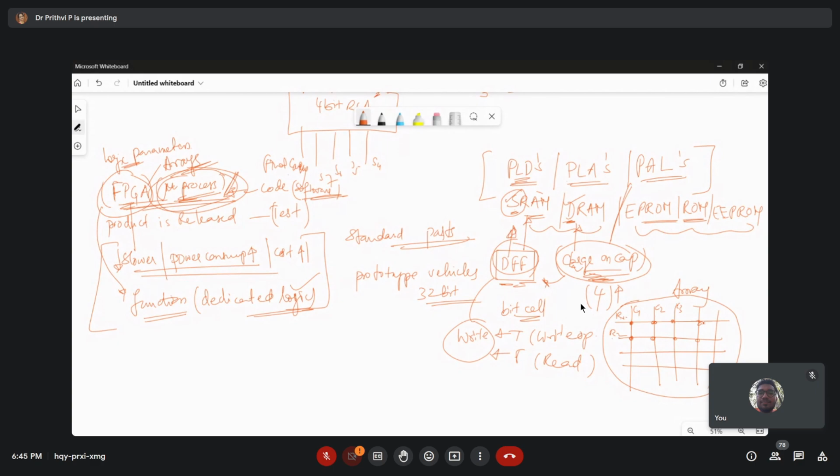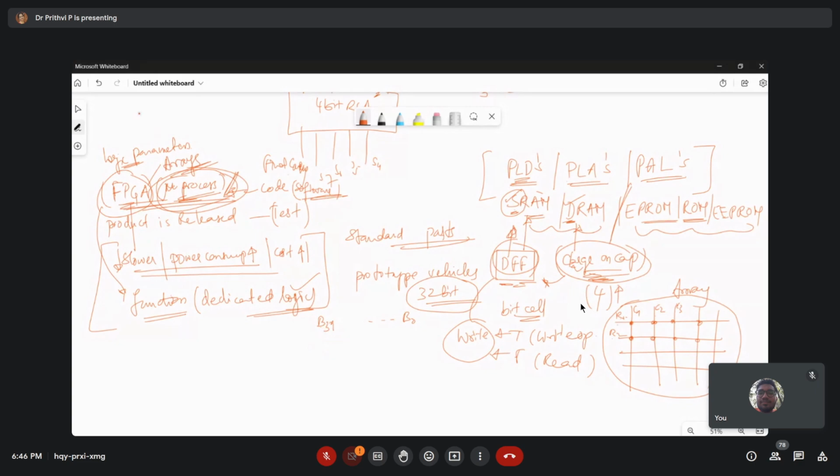Now, in order to reach a specific location, I need to have the row and column address. So for this 32-bit memory address, we allocate a few bits for addressing the row and a few bits for addressing the column. Say I have B0 to B31.